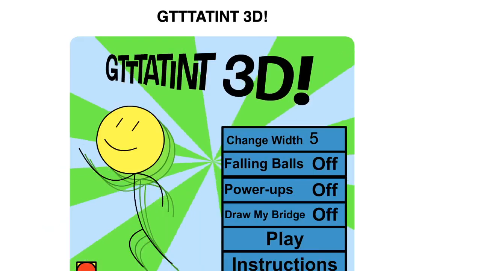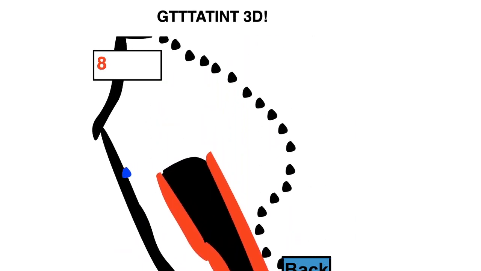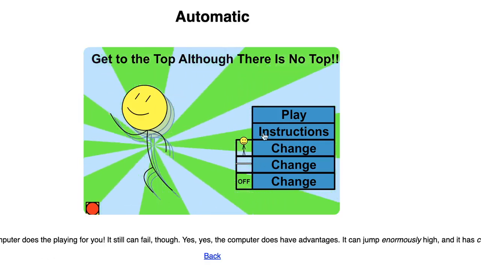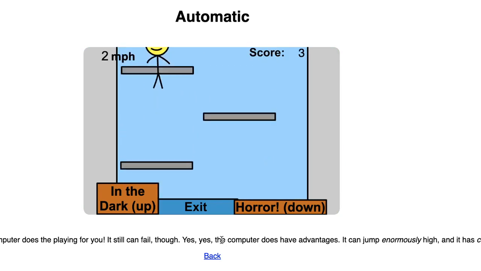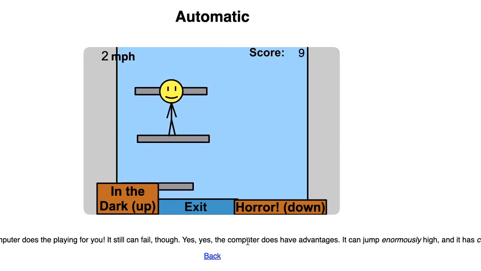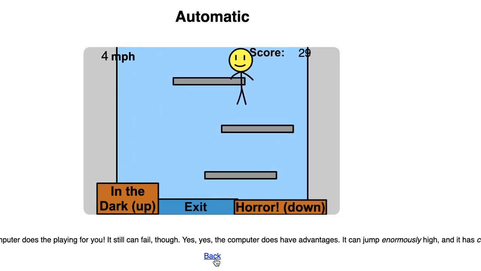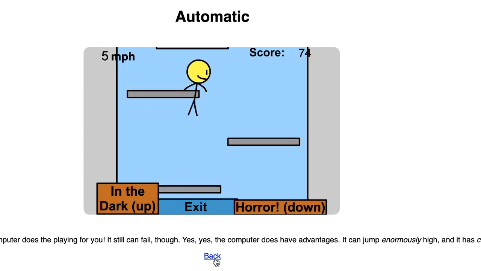Alright, wait, let's go back to the 3D one. There's this thing. Man, what is this? Oh my god. And you go in the black and you go... I died. Well, okay. Gameplay, automatic. Oh my god, this version sucks. Computer does have advantages. Well, it's moving so weirdly.